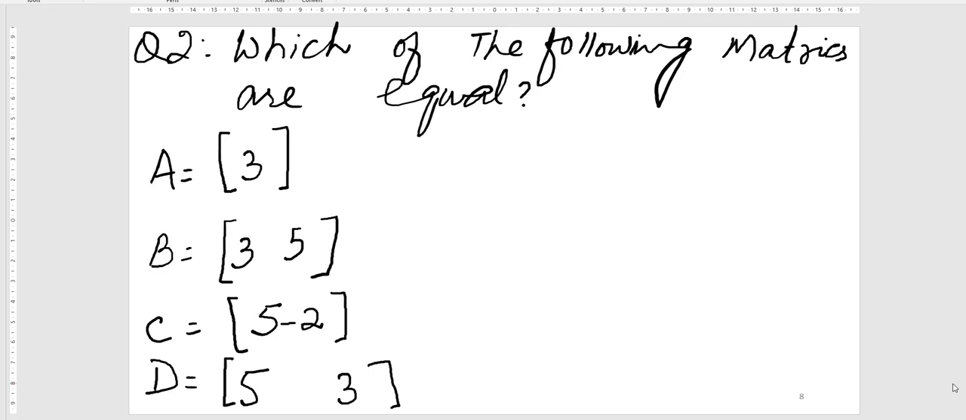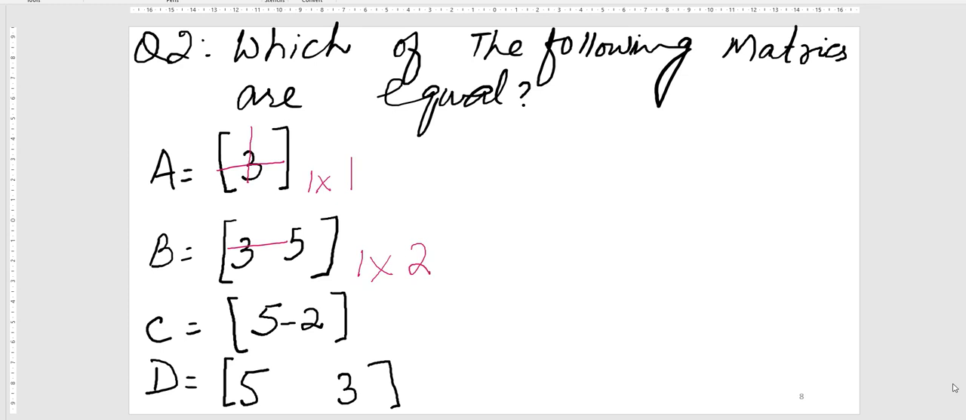So here again there are few questions. We have to solve the questions and the question is which of the following matrices are equal. I told you if two matrices are equal, they have to satisfy two conditions. First is order should be same. Second is their corresponding entries should be same. So one by one we will do. See, this is one by one, row and one column. This one is one row and two columns.